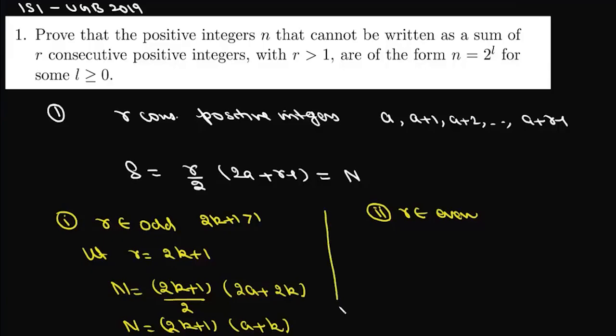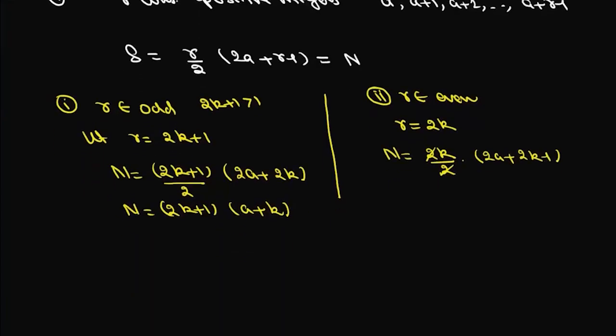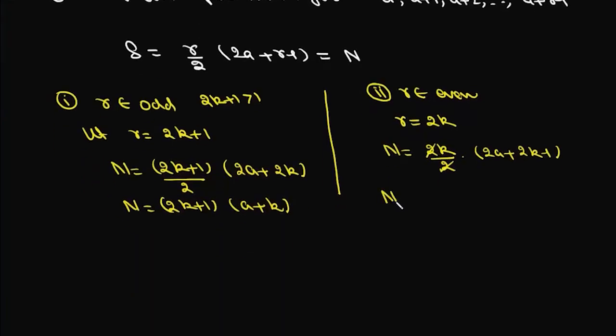Now we consider the second case when r is even. So let r be 2k. In that case, we can write this number n as 2k by 2 times (2a plus 2k minus 1). Now here 2 and 2 will cancel. We can write this number n as k into (2a plus k minus 1).